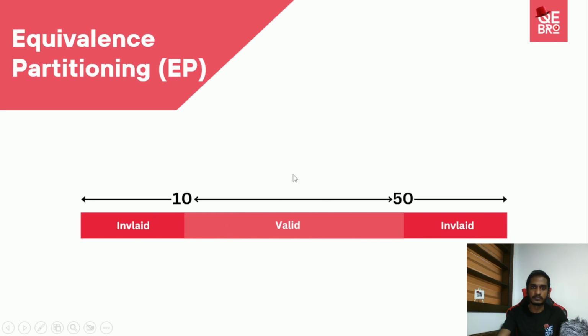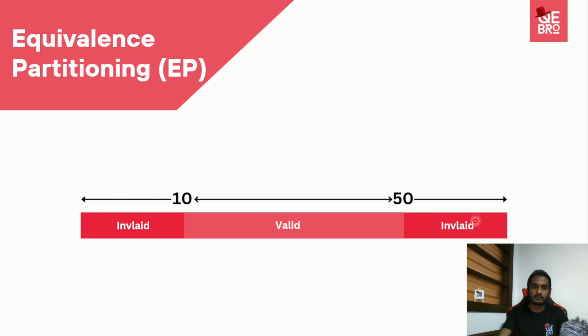So here we have one valid partition and two invalid partitions. In equivalence partitioning, we pick a value from each partition. Last time, without the test design techniques, we picked three values, 20, 30 and 40, all from the valid partition. But this time, since we have a clear partitioning, with two invalid partitions and one valid partition, I pick one from each: 5 from the invalid partition, maybe 20 from the valid partition, and maybe 60 from the next invalid partition.